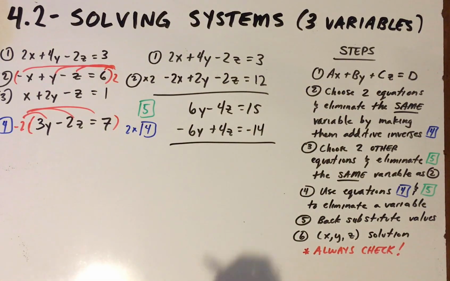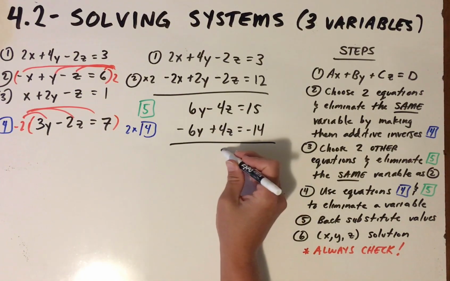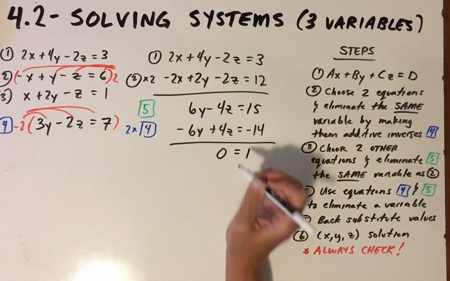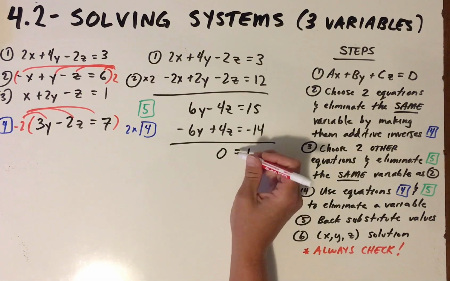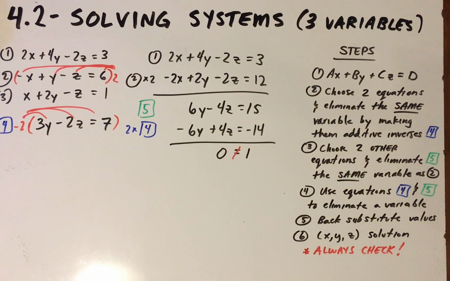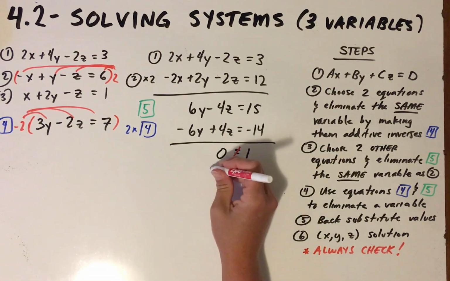Okay, and when I sum these together, this sums to 0 and this sums to 0, and I get this: 0 is equal to 1. And you're like, whoa, wait a second, where'd the variables go? Well, it's the same thing from the previous section. If the variables go away and you have a false statement here, this is really important, if this statement is false.